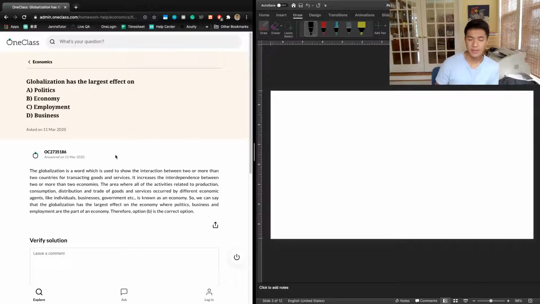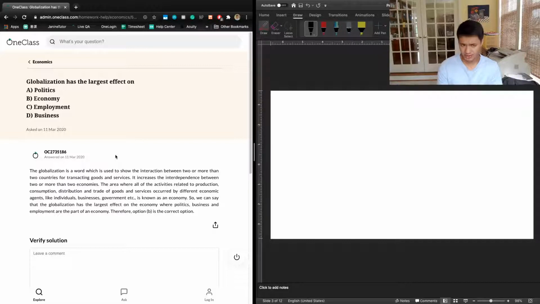And so we can see that globalization is a very economically based concept. It probably affects politics, employment, and business as well. But it affects the economy most of all because it affects the trade balance, it affects what types of goods or production a country's industries focus in, and by extension, it will affect the rest of the options given. And so B is going to be the best answer here for sure.